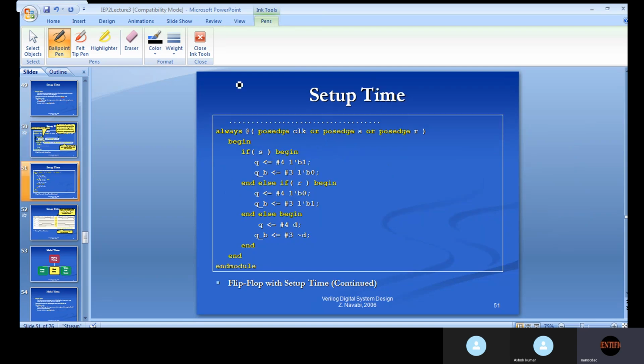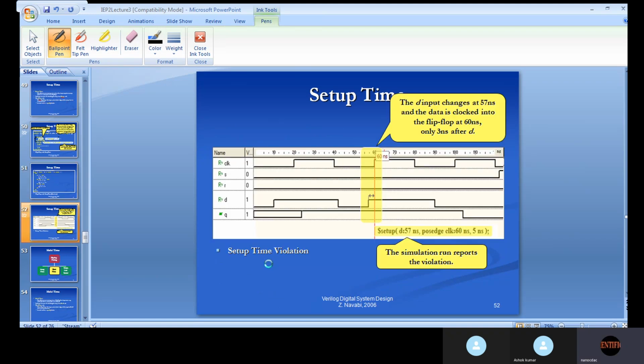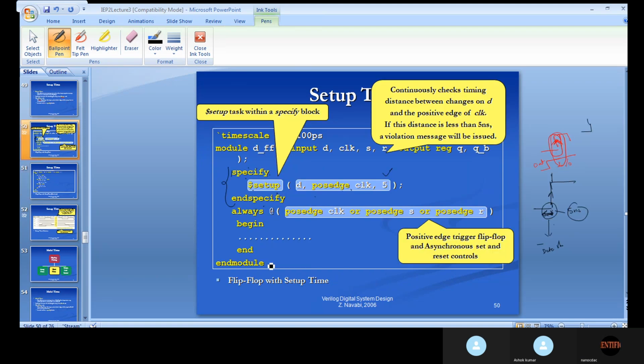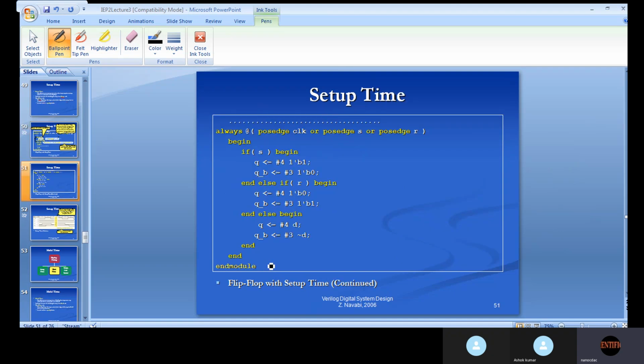Okay, so chudandi, this is one example for the setup time. Always posedge of the clock or posedge of s is posedge of r. Okay, so ikkada ichcham ikkada setup time q bar q bar. Okay, that's it. ikkada with setup time kada chudandi. So you have given setup t posedge of clock 5.